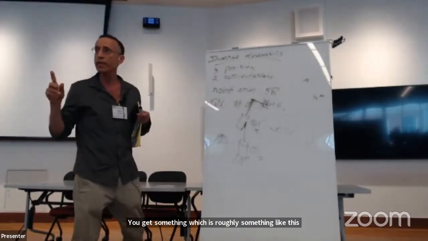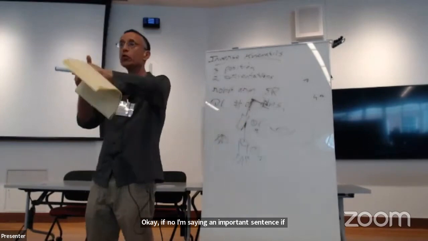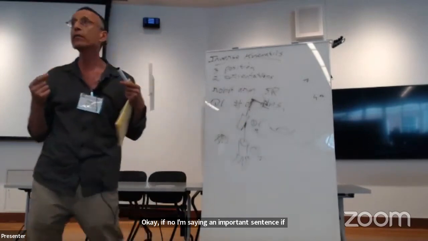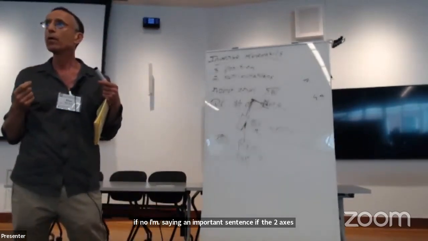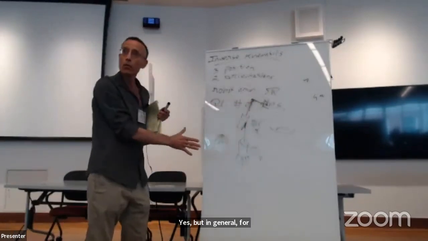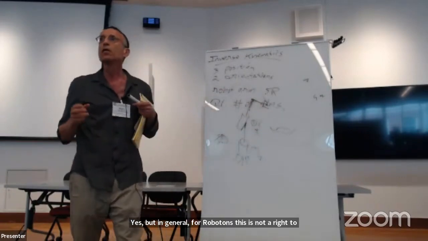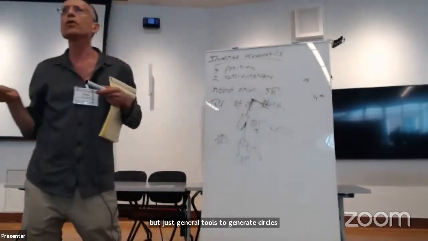I'm saying an important sentence. If the 2 axes are mutually orthogonal, it's called the right torus. But in general, and for robot arms, this is not a right torus, but just a general torus, with 2 generating circles. So I'm arriving at the main question.